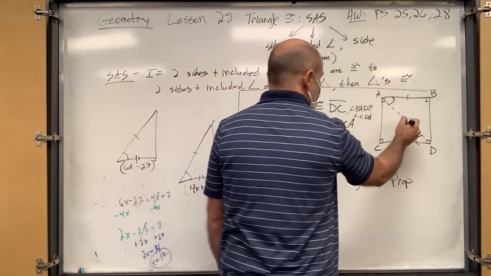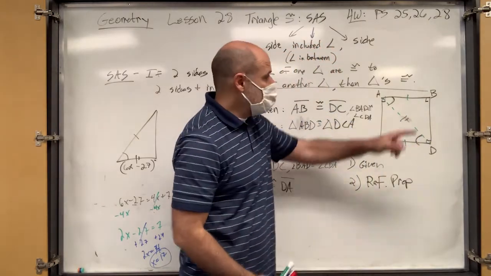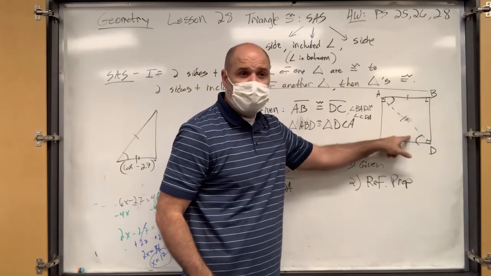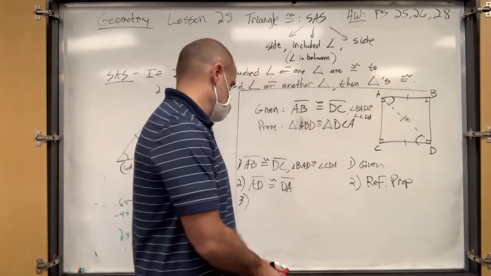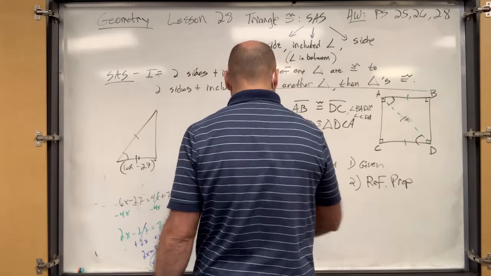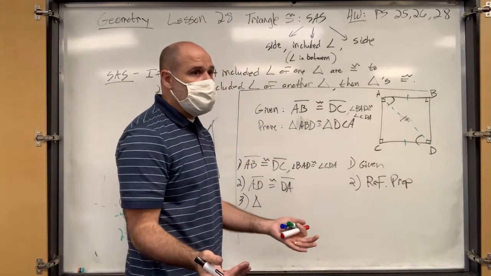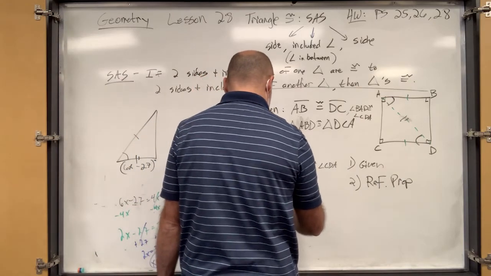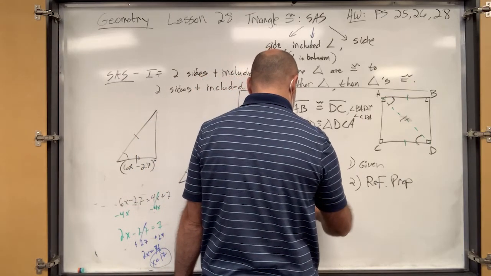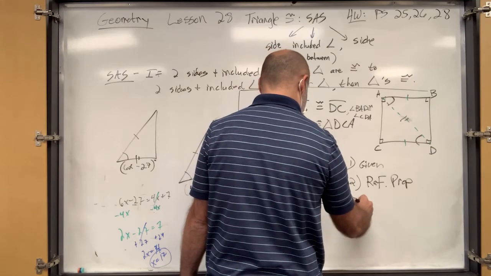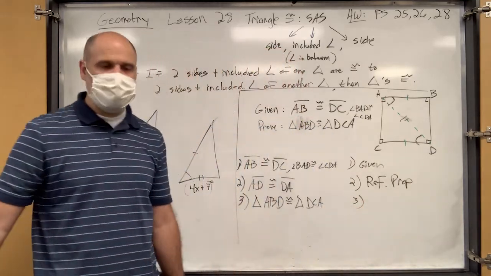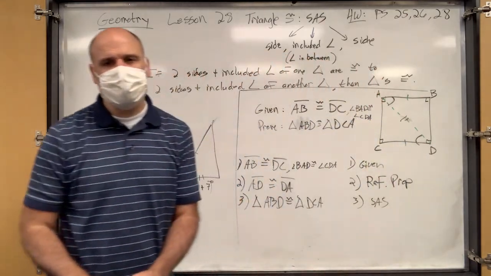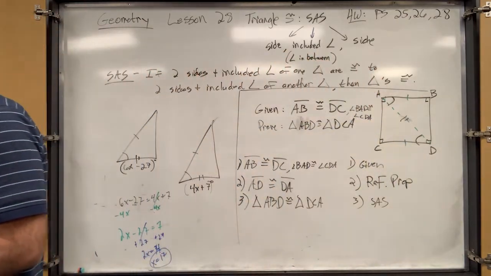Okay? And now we have SAS. So see how it's SAS of this triangle and SAS of this triangle. So now what can we say? If we have SAS, we can now say that the triangles are congruent. Triangle ABD is congruent to triangle DCA. Why? Because of SAS. You're done. That's it? That's it. The other one had like six things.